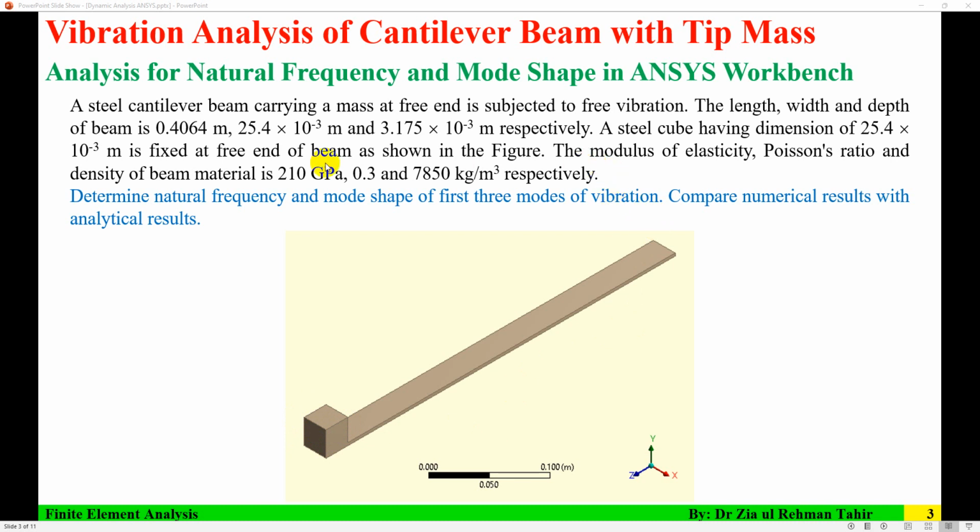Modulus of elasticity, Poisson's ratio, and density of steel are taken as 210 gigapascal, 0.3, and 7850 respectively. What is required is to determine the natural frequency and mode shape of the first three modes of vibration and to compare ANSYS results with theoretical or analytical results.